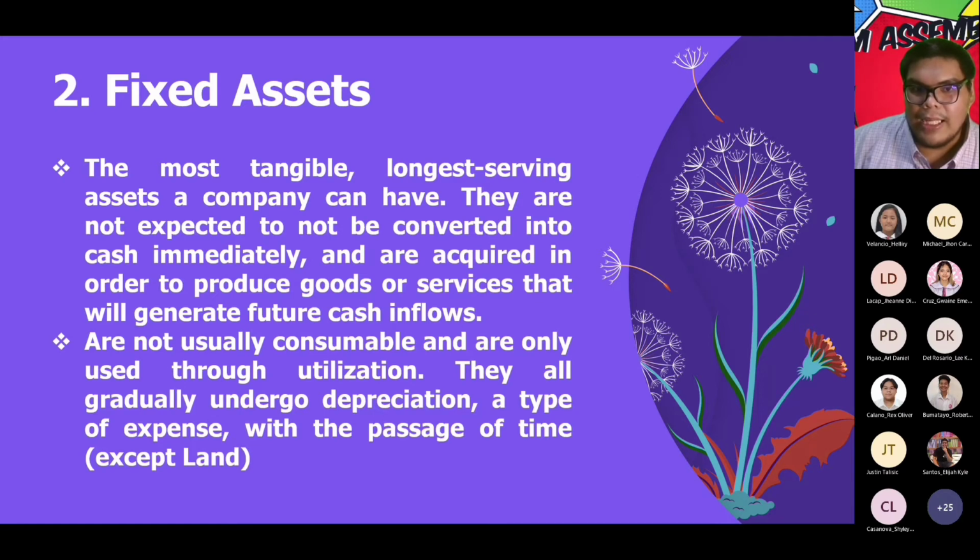It is a type of expense with the passage of time, except land. Why do they all depreciate? Why does the family car depreciate? Why does the factory depreciate, but land, sana all, appreciates? Can someone tell me why they are the only exception? We're almost done, we will finish the whole lesson. Why does land appreciate? Just a wild guess, it doesn't need to be correct.